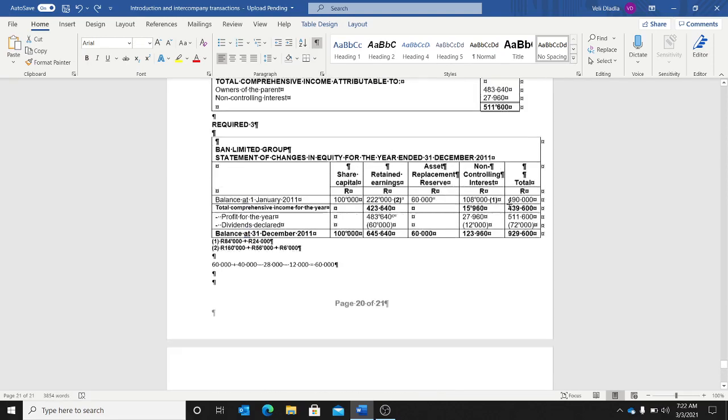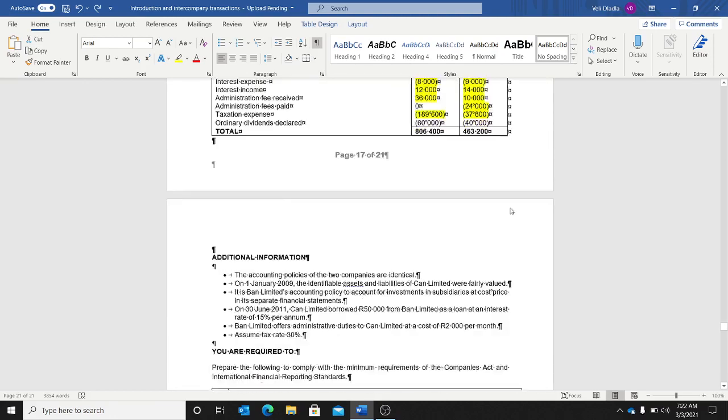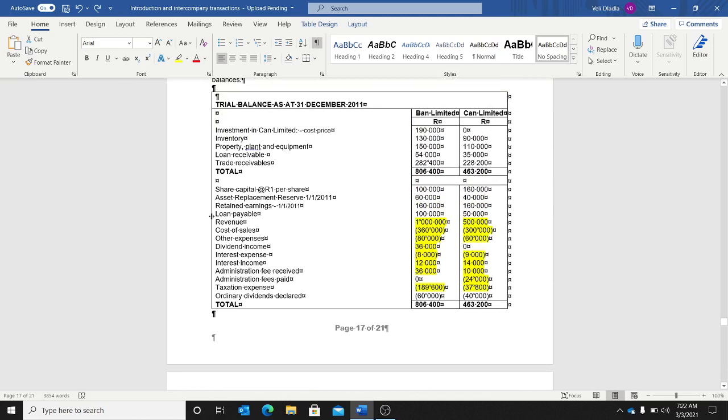Loan payable. Here it is. All right, there's a loan here that is payable. 100,000 plus 50,000. And then there's a loan that is receivable. This one, 54 plus 35. So I must remember, if you're lending people money, in your books your loan is receivable, but the person who's receiving that money has a loan payable, isn't it?